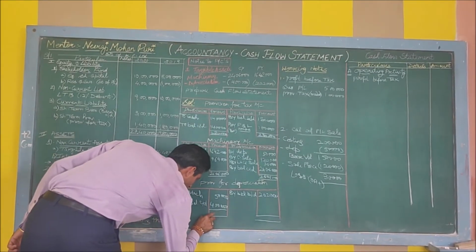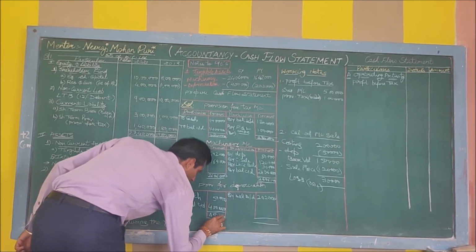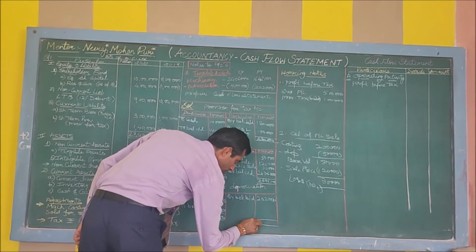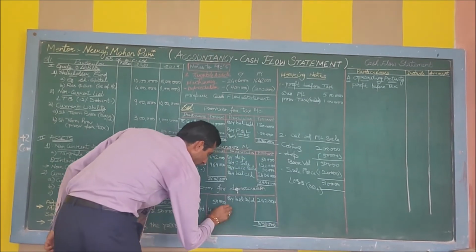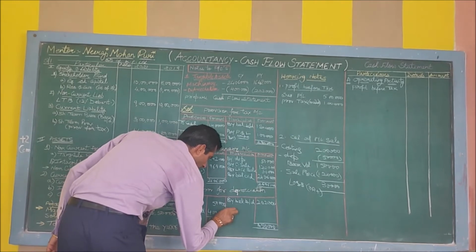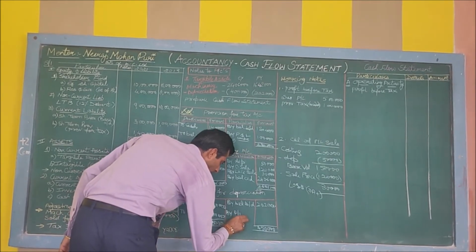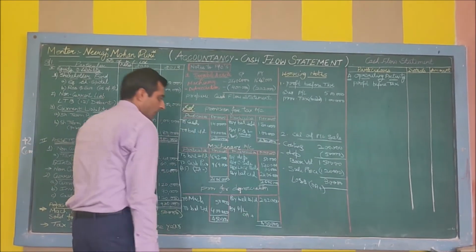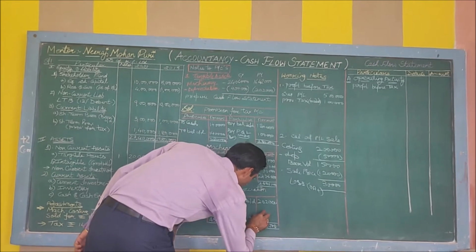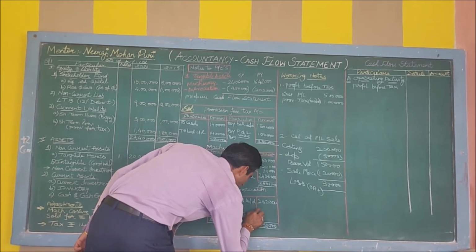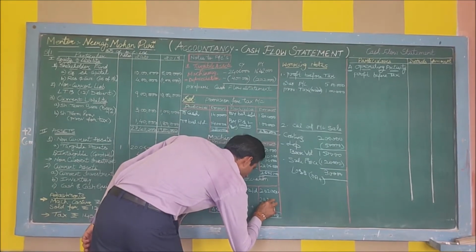Close this ledger account. We have the total 4,50,000. Same total is to be copied here, 4,50,000. Find the balancing figure. This will be written as by profit and loss. This will be taken to non-operating activity. We will add it in the non-cash items. Difference we get is 2,48,000.